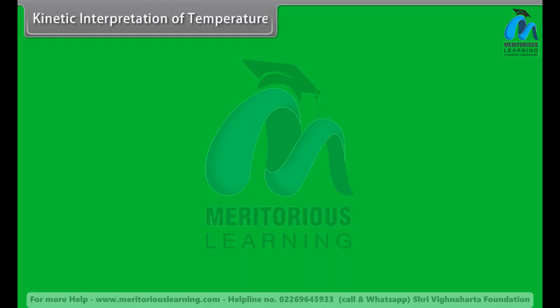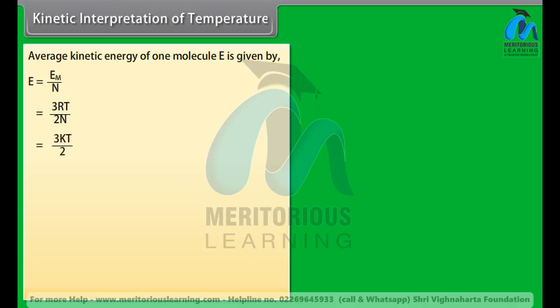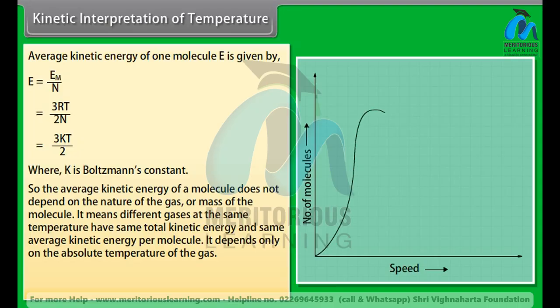Kinetic interpretation of temperature. Average kinetic energy of one molecule, E = E_total/N = 3RT/2N = 3kT/2, where k is Boltzmann's constant. So, the average kinetic energy of a molecule does not depend on the nature of the gas or mass of the molecule.